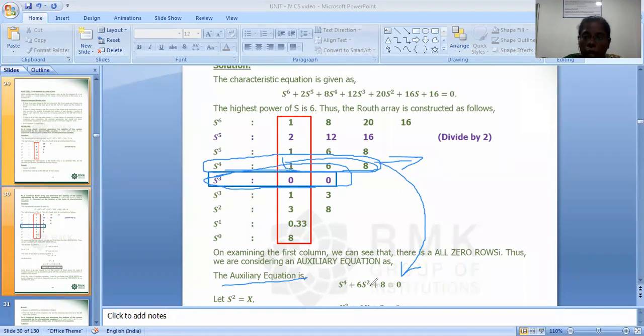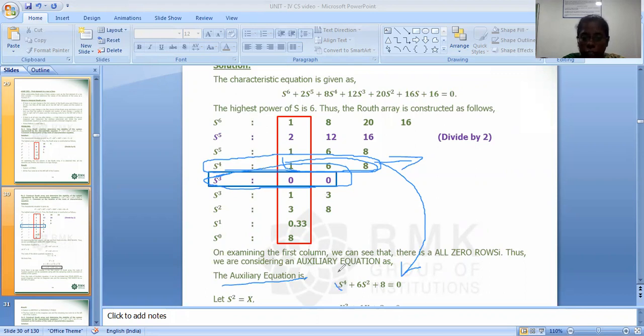Now I have to differentiate this auxiliary equation and substitute it again as my S3 row. Whenever an all 0 row occurs, I have to take the previous row as an auxiliary equation, differentiate it, and substitute it as my all 0 row. My all 0 row here is S3. So I'm going to differentiate the auxiliary equation and substitute here.